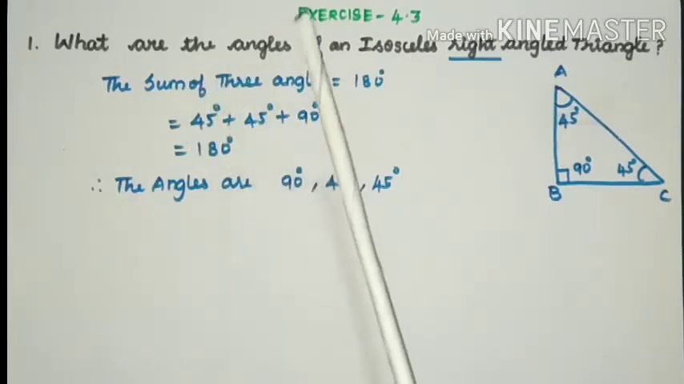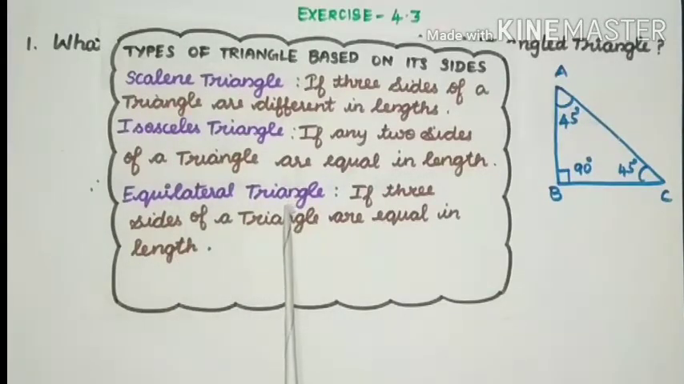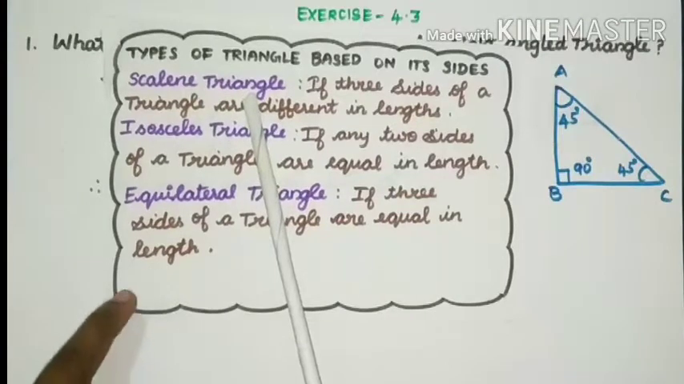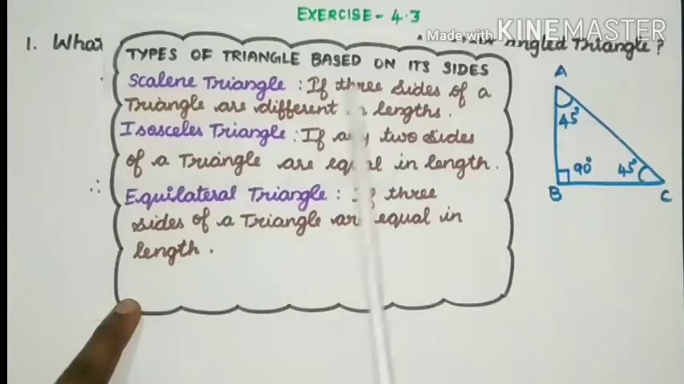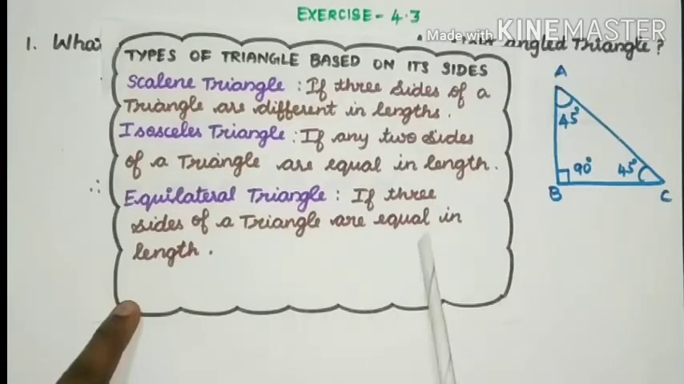First, let's recall the types of triangle based on its sides. Scalene triangle, isosceles triangle, equilateral triangle. Scalene triangle means the three sides of a triangle are different in length. Isosceles triangle means any two sides of the triangle are equal in length. Equilateral triangle means all three sides of a triangle are equal. Students, listen carefully. Scalene means all three sides are different in length. Isosceles means any two sides of the triangle are equal. Equilateral means three sides of the triangle are equal.